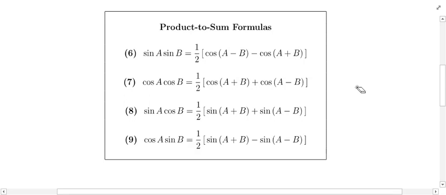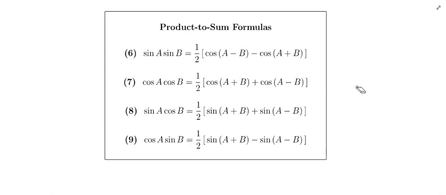Equation 6 tells us that the sine of A times the sine of B is equal to 1/2 times the entire quantity cosine of A minus B minus the cosine of A plus B. Equation 7, the cosine of A times the cosine of B is equal to 1/2 times the cosine of A plus B plus the cosine of A minus B. Equation 8, sine of A times the cosine of B is equal to 1/2 times the sine of A plus B plus the sine of A minus B. And the last one, equation 9, cosine of A times the sine of B is equal to 1/2 times the sine of A plus B minus the sine of A minus B.